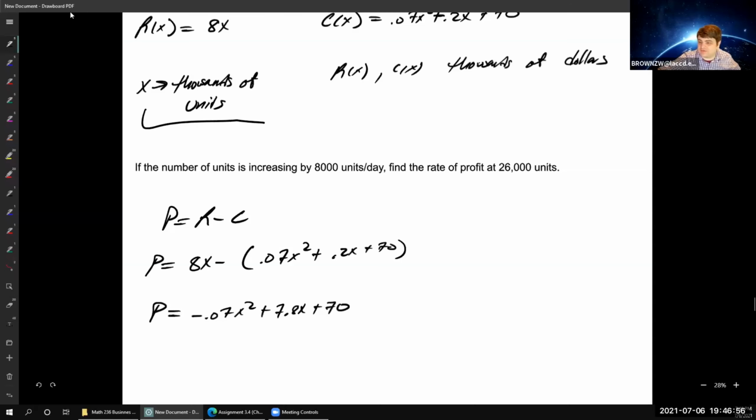And remember, since x is in terms of thousands of units, if the number of units is increasing by 8,000 a day, dx/dt is technically going to be 8 over 1, or just 8, because it's 8,000 units for one day. So 8. And x is 26, because remember, x is representing thousands of units. And we want to find the rate of profit, so dP/dt.